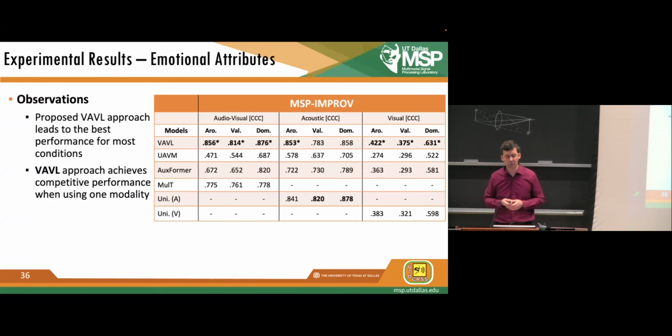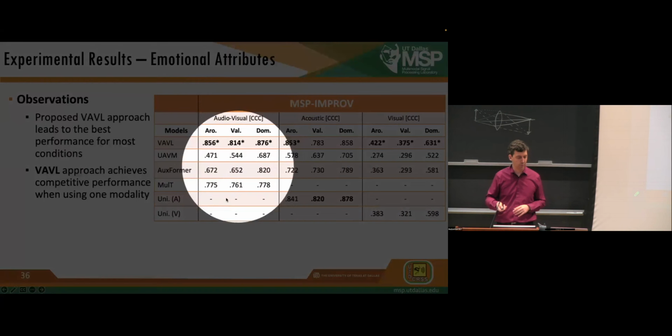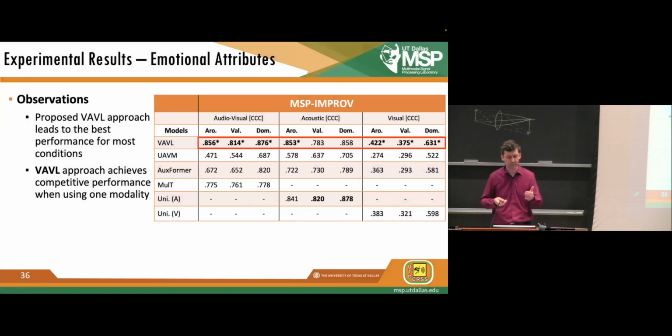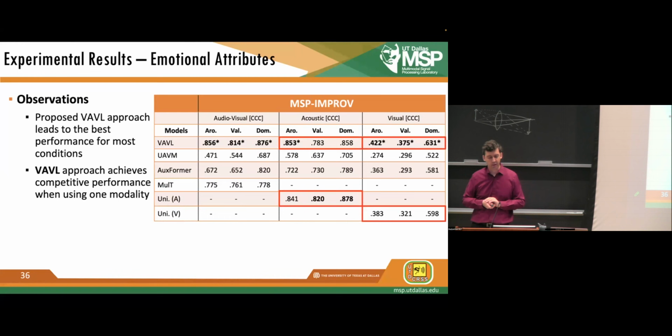This shows the baseline models, including the audio-only unimodal systems at the bottom. When you look at the audiovisual part of the table, you can see that our model leads to much better performance than any other alternative approach. When you look at models that only use acoustic features, we have very competitive performance in the case of attributes. We do not get better performance than the unimodal model for valence and dominance. However, when you look at the visual modality, we do much better than any unimodal model.